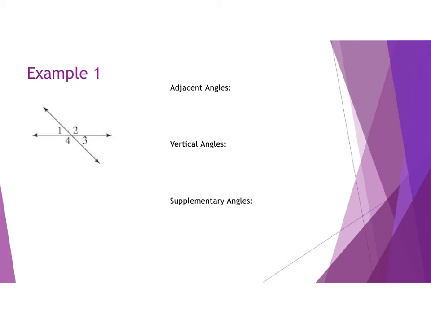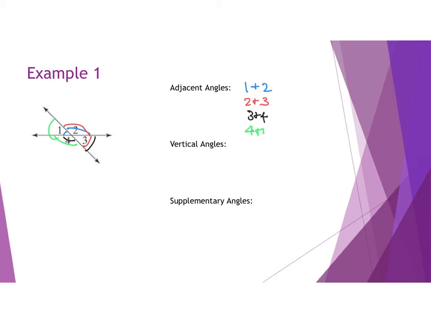So for example 1, we are going to list adjacent angles. Adjacent angles, remember, are just two angles that are next to each other. So I could say angles 1 and 2, angles 2 and 3, 3 and 4, or we could go ahead and say 4 and 1. These are all adjacent angles.